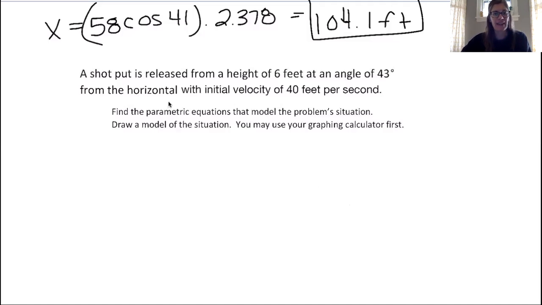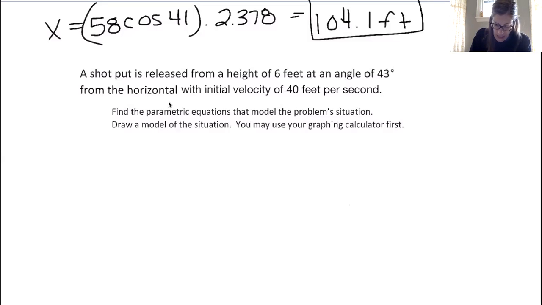Okay, so in this example, we've got a shot put released from a height of 6 feet at an angle of 43 degrees from the horizontal with initial velocity of 40 feet per second. So we want to write the parametric equations. And remember, you'll always have an x equals and a y equals. X for the horizontal distance, y for the vertical height.